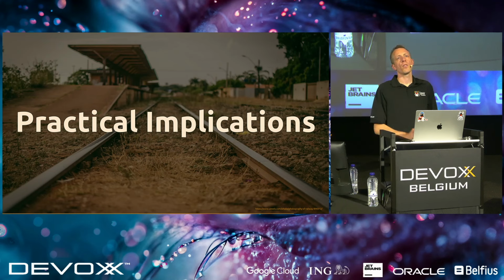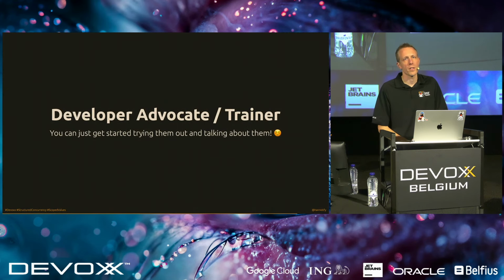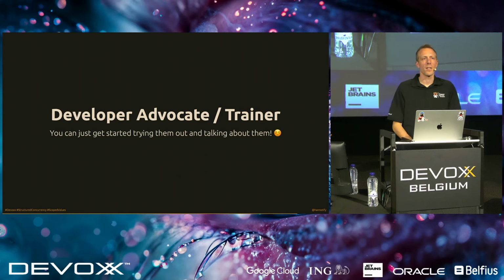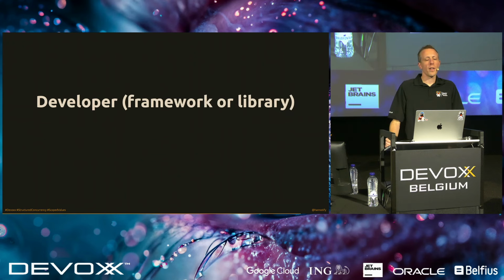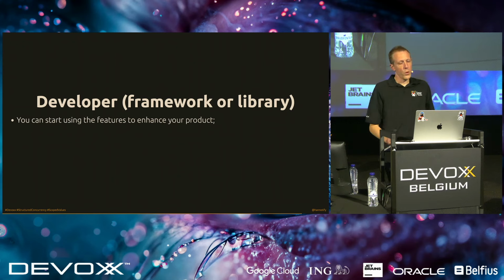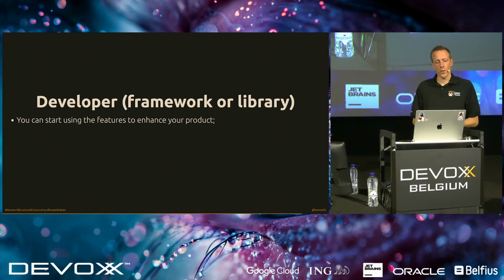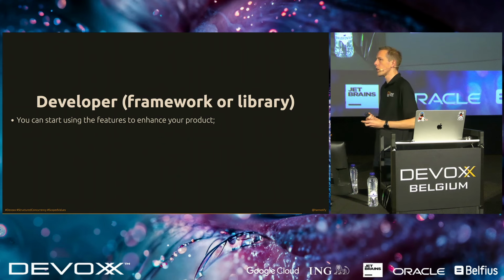Of course, that depends on the role you currently have in your job. So if you're a trainer or a developer advocate like me, just get started trying them out, talking about them like I'm doing right now, and help other people get used to them and teach them about it. If you're working on a framework or a library yourself, you can start using the features to enhance your product and see what challenges there are and what opportunities there are to use a new technology.